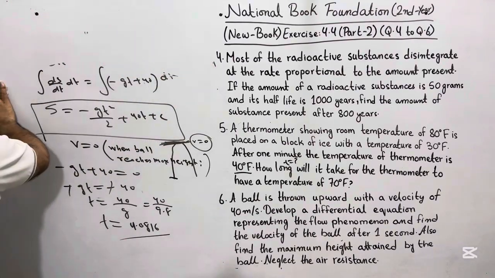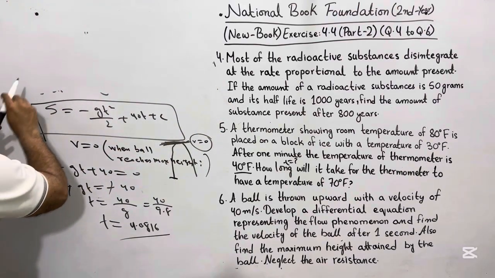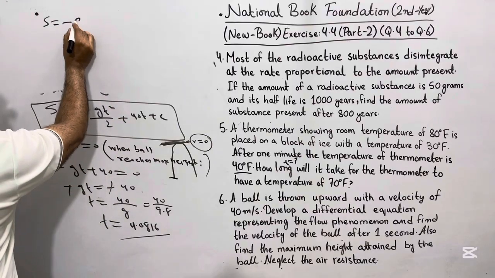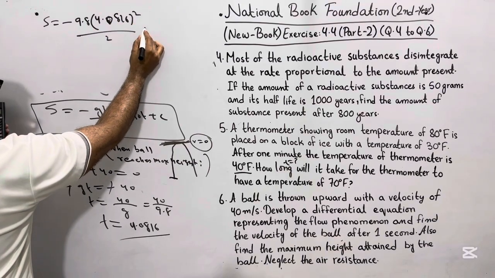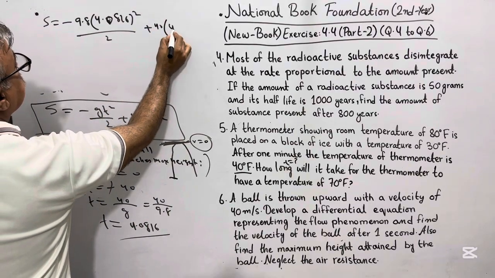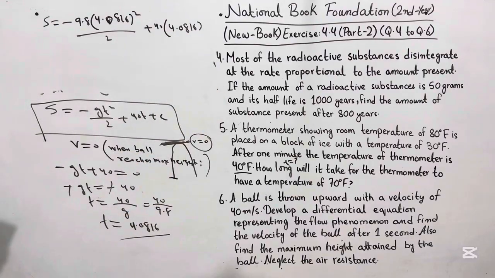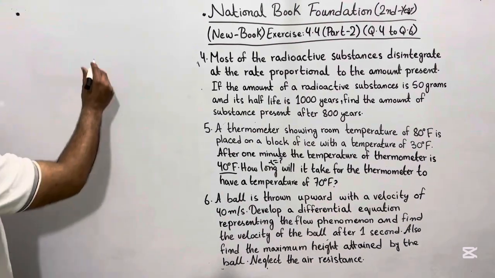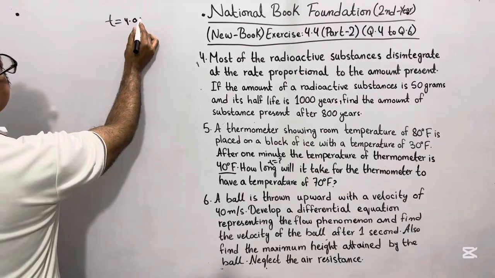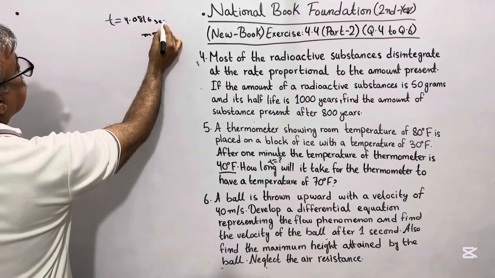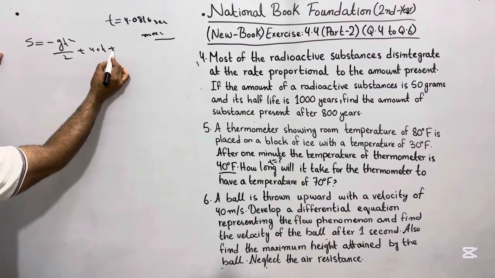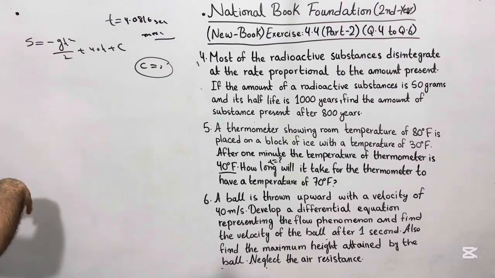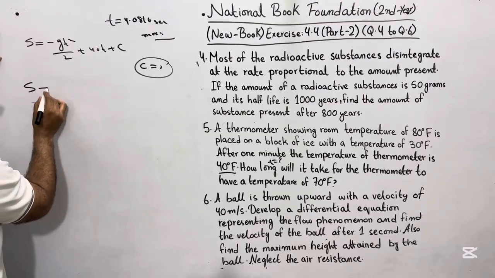We have the maximum height. In that case, s is equal to minus g, that is 9.8, t is 4.0816 square divided by 2 plus 40 times t. Ignoring the constant because we haven't been given a condition to determine the value of that c. After 1 second, so when time is 4.0816, the ball reaches max height. Now calculate the max height. We have minus gt square half plus 40 times t plus c. Ignoring the constant c, as air resistance is neglected, we have no further condition to determine the value of c. Let's put t to get the maximum height.